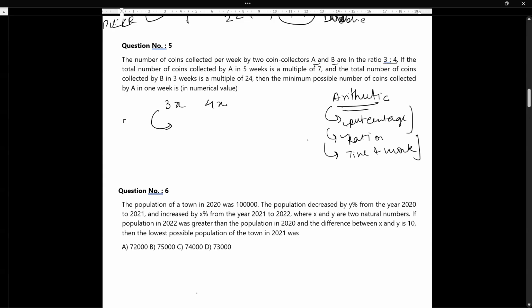In 5 weeks, it has become 15x. Now I know 15x has to be a multiple of 7, so x will be a multiple of 7. And same here, 4x in 3 weeks becomes 12x, which has to be a multiple of 24, so x needs to be a multiple of 2 also.